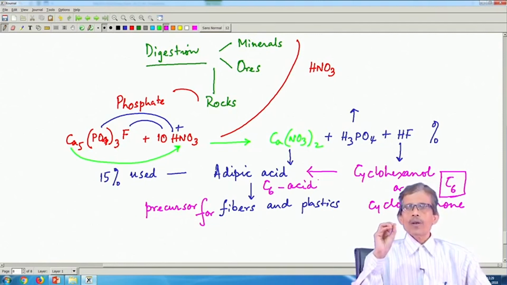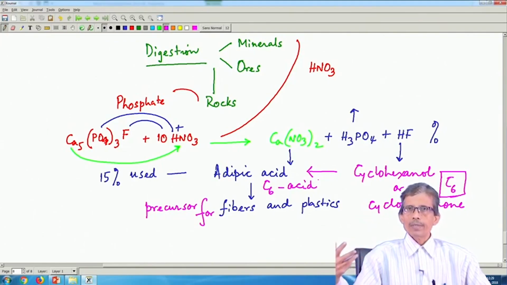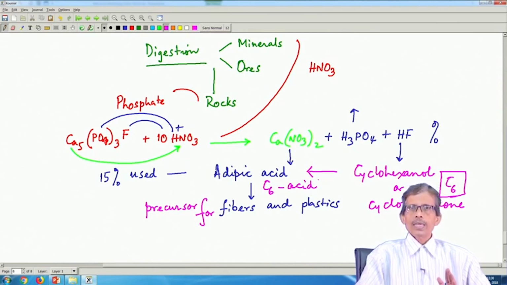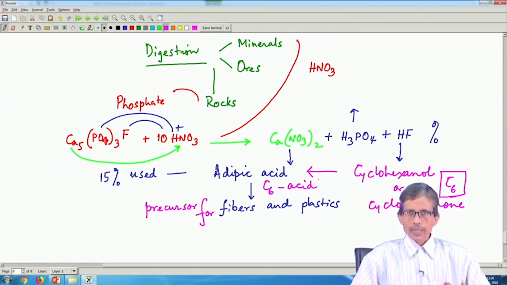So the question therefore lies with you: if I ask how nylon production, or the production of fibers and plastics, depends on the ready and cheap availability of nitric acid in industry. We should be very much aware that the amount of nitric acid and the availability of both these starting materials, cyclohexanol and cyclohexanone, is dependent on the production of large amounts of adipic acid. Okay. Thank you very much.